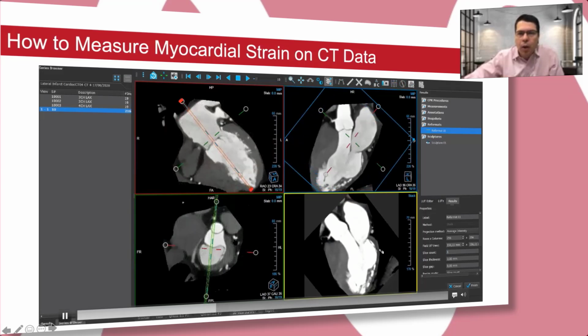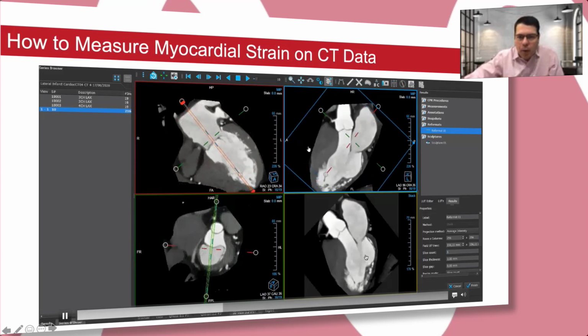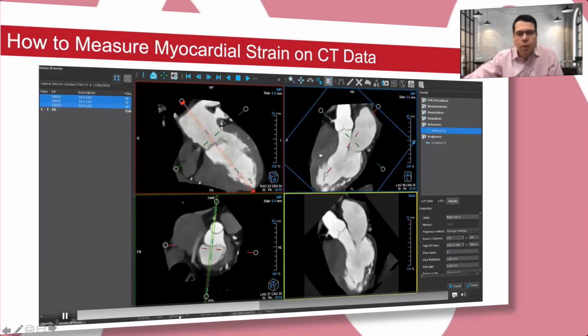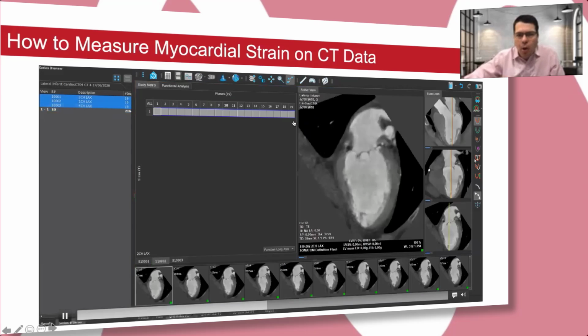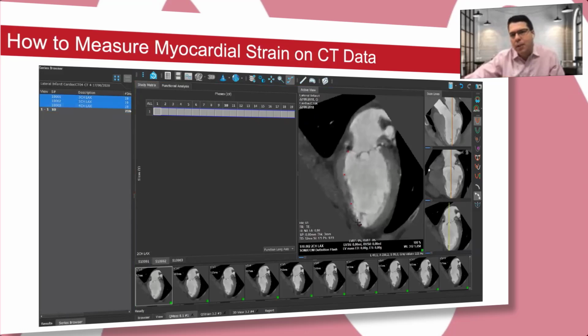And then we create this plane to cover the entirety of the left ventricle, not cutting the LV apex. And here we have the creation of the 3-chamber. For the sake of time, we have already created the 3, the 2, and the 4-chamber. And once we take all these 3 long axis views, we will take them for the CT strain analysis.